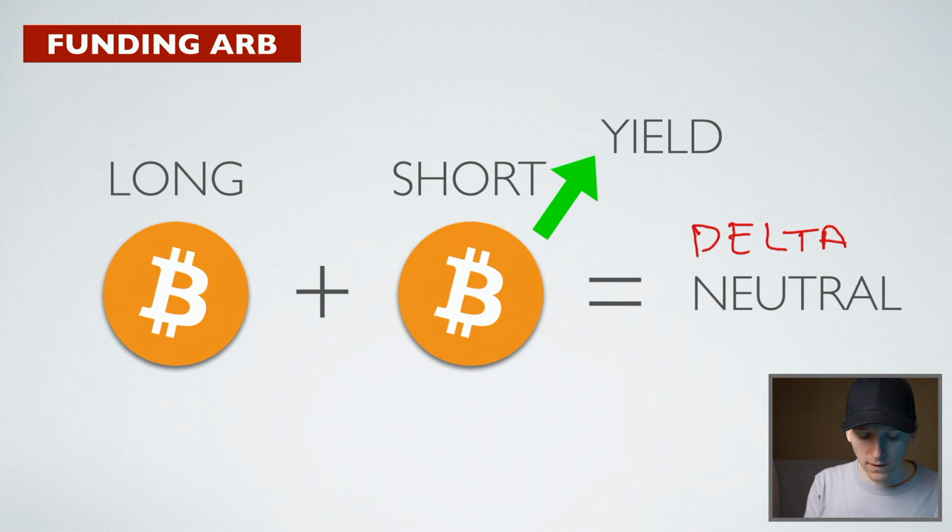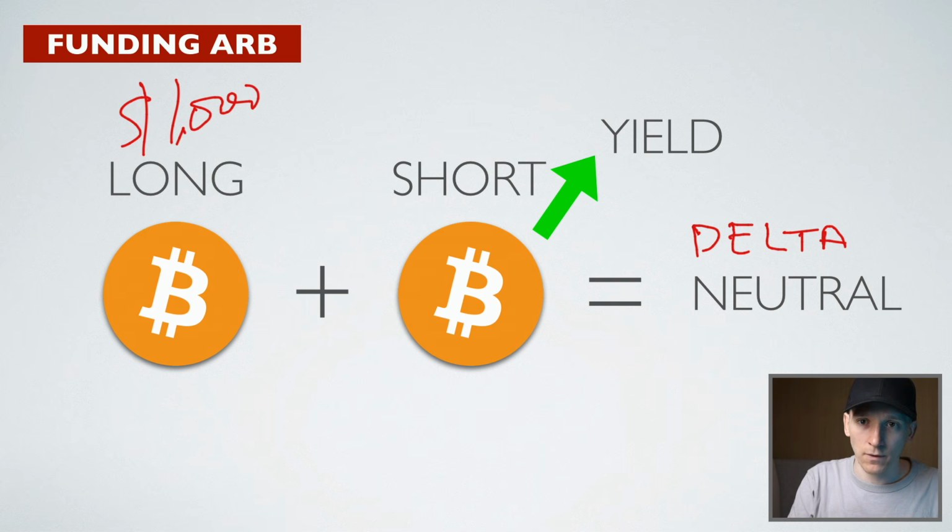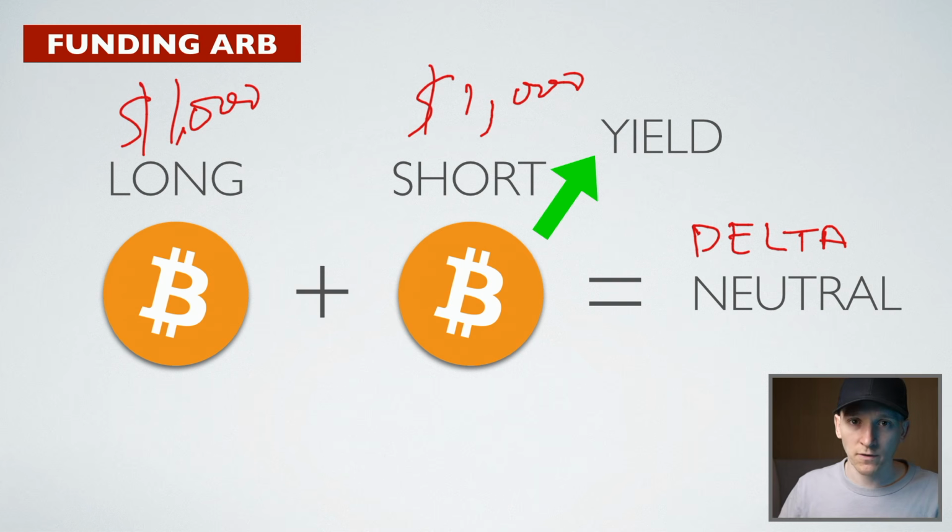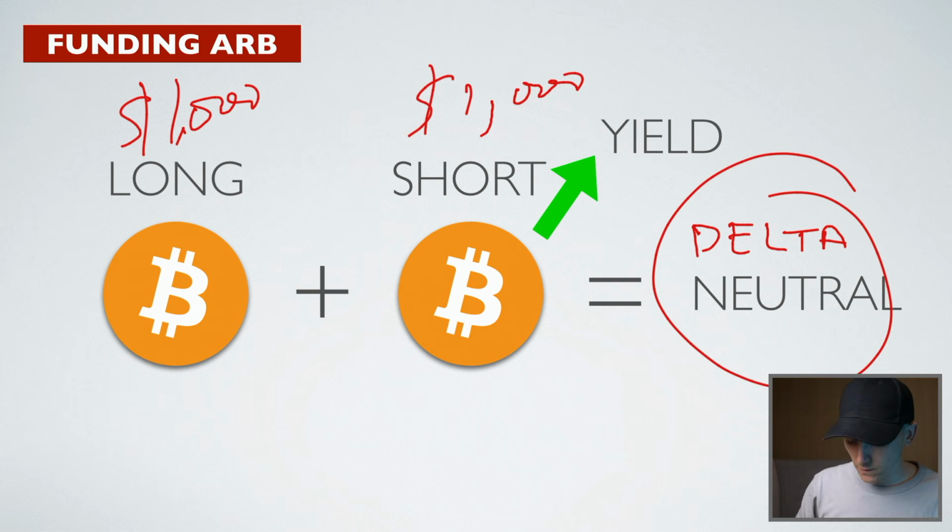So what we do is we take $1,000 or whatever amount, right? We go long. So we go and buy the asset, let's say Bitcoin here. We also, in the futures market, take the corresponding side of the trade. So we go short $1,000. So you're long $1,000, you're short $1,000. So you have what's known as a delta neutral trade.